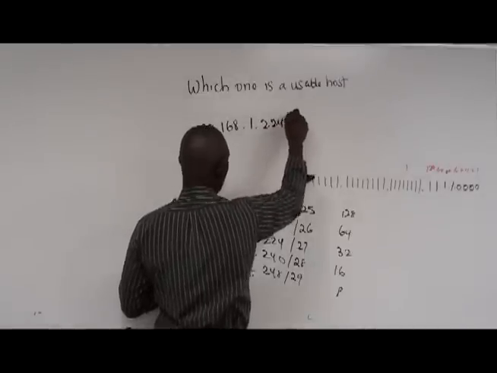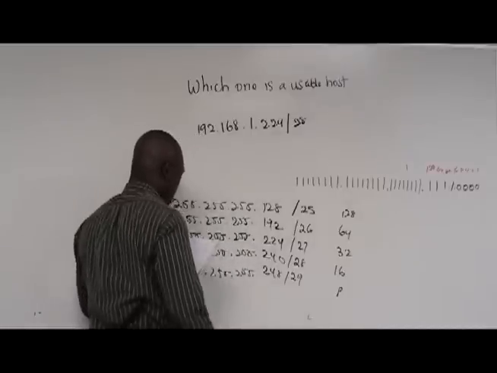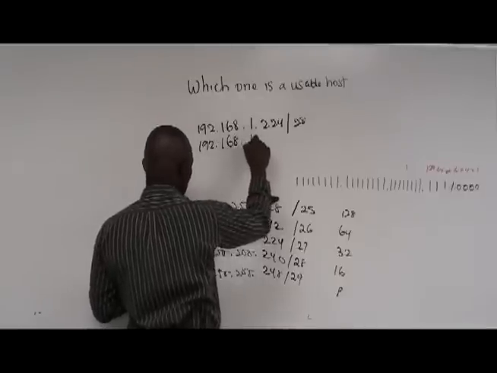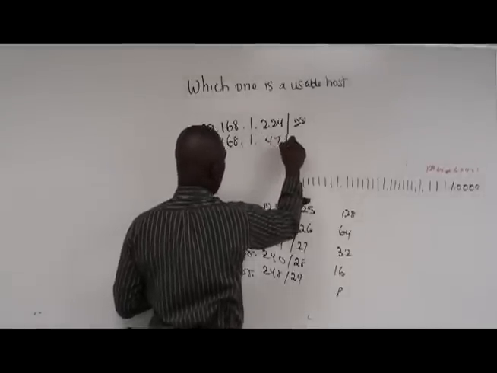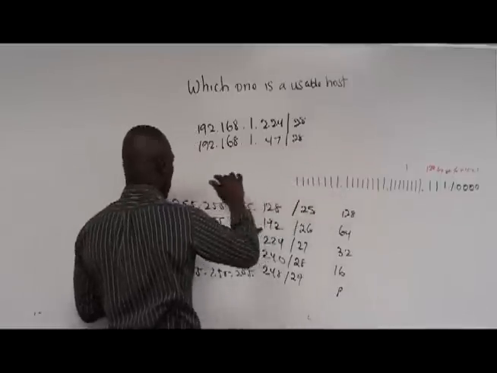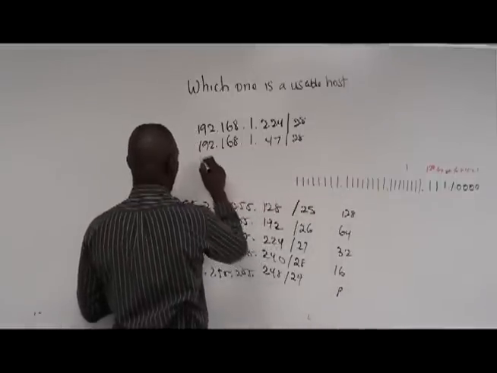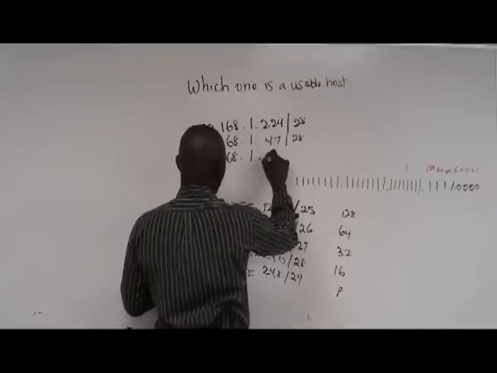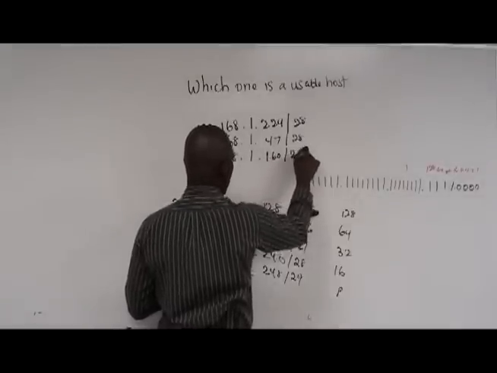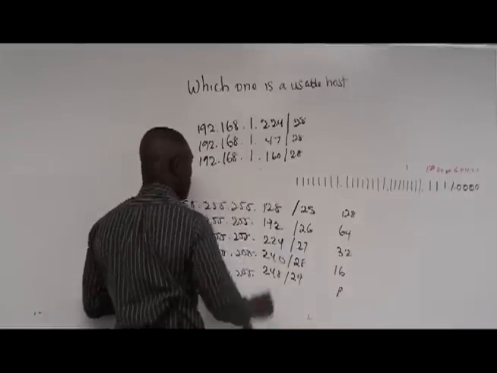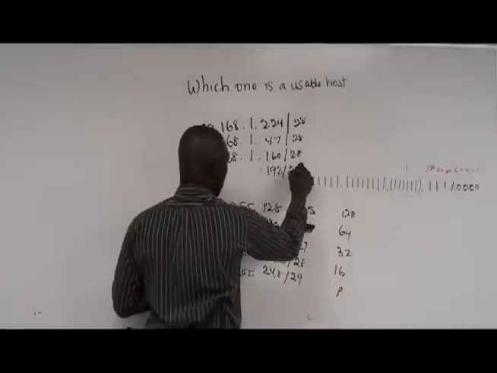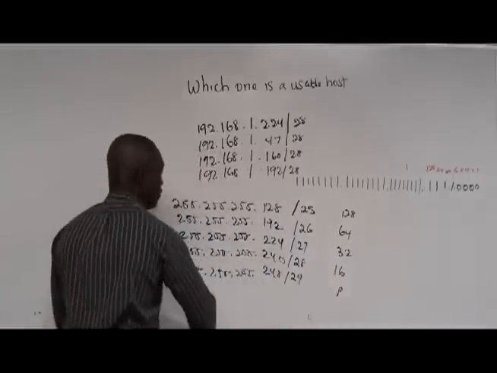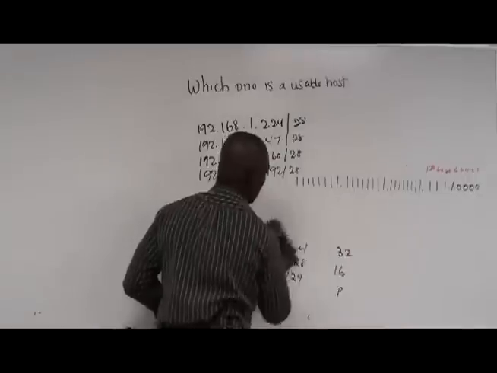192.168.1.224, slash 28. 192.168.1.47 slash 28. So I'm going to just keep it at slash 28 right through. So start working it out one time in your head. 192.168.1.160, slash 28 again. And I would put this last number as 192.168.1.192, and this will be a slash 28. So let me just rub off this stuff in the background here, at the bottom.